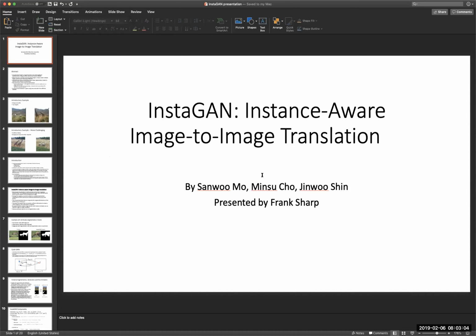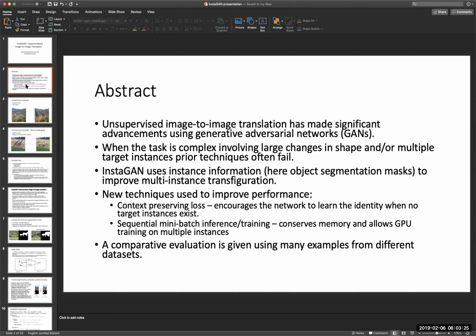So this paper is by 3 researchers from Korea. And it was published very recently. It is a 2019 paper. So I'll go ahead and begin. I'll present the abstract by way of introduction.